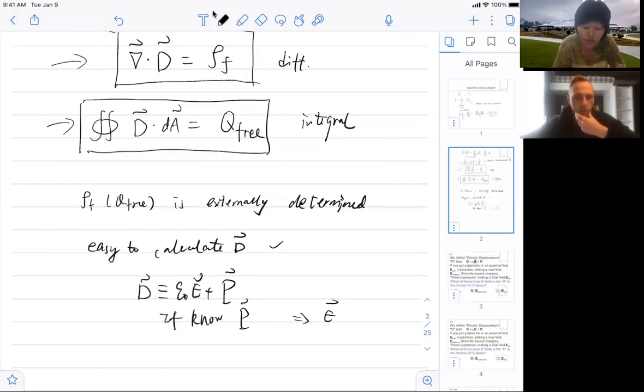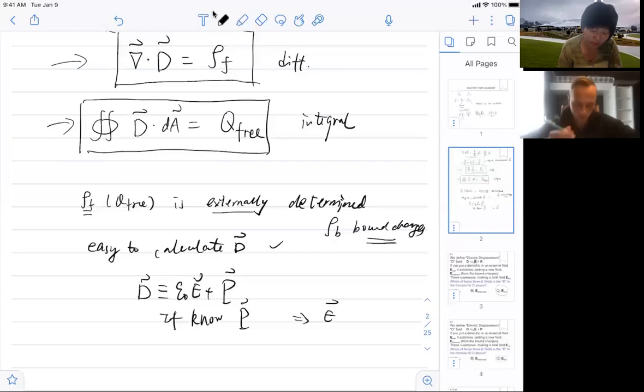Externally determined meaning it's not a response from the material. The material, like rho bound, these are the bound charges. Those are a response of the material to an outside influence. Those you don't know, you can't see it, it's hard to measure. Rho free you can simply inject a charge on. You can dump some charge on the material, so you can decide how much to put. That's okay. Got it. Yeah, that makes sense. Thank you. Okay, thanks for the question.